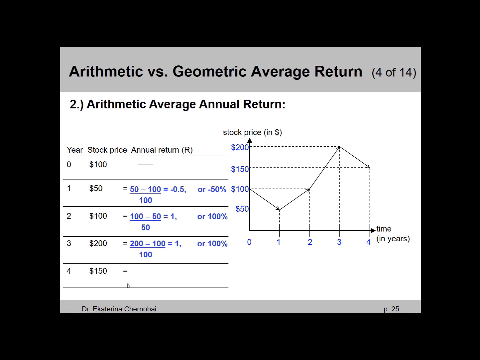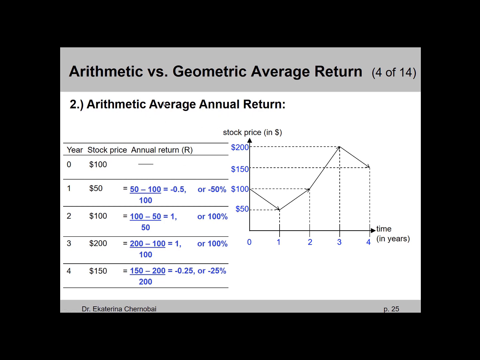Okay, and let's calculate the last return over the fourth year. New minus old divided by old. 150 minus 200 divided by 200. Negative 0.25. That's a 25% decrease. Negative 25% return. Okay, so why did we have to go through this?